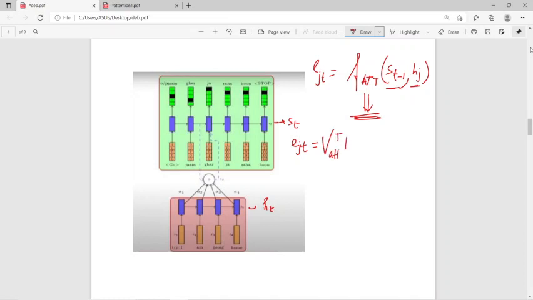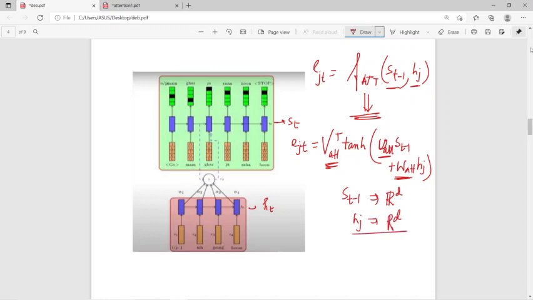You can also take tanh as the corresponding function, with U attention applied to the previous decoder state and W attention applied to hj. Why do we need this parameter? We are introducing the parameter V attention, with U attention and W attention as weights. Now, if we concentrate on the dimensions, the decoder state is a vector of d dimensions, and of course hj also has the same dimensions, R d.